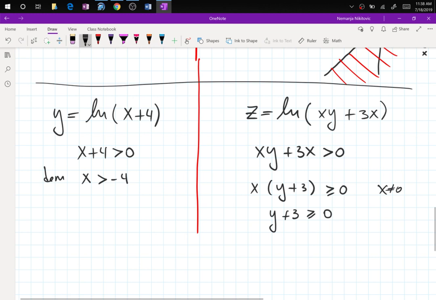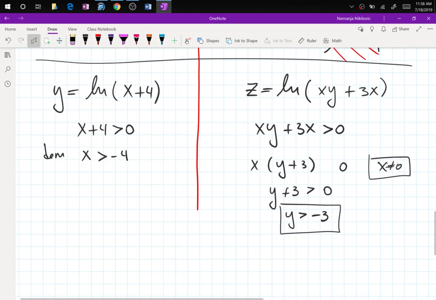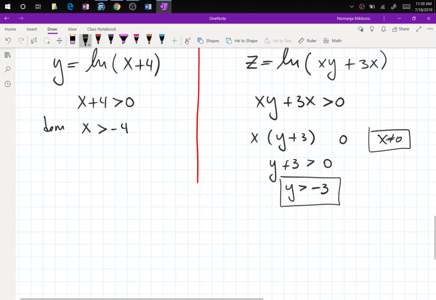and you have y larger equal. Why do I have equal? Where did the equal come from? Y larger than negative 3. So this is a two-part domain. Y larger than negative 3 and x cannot be 0 are both part of the domain. So both of these need to be true in order for you to have the domain.